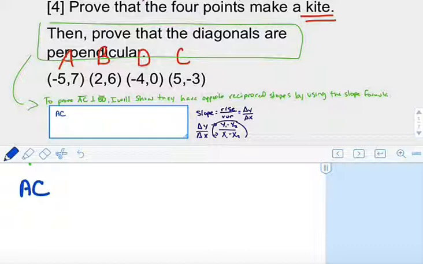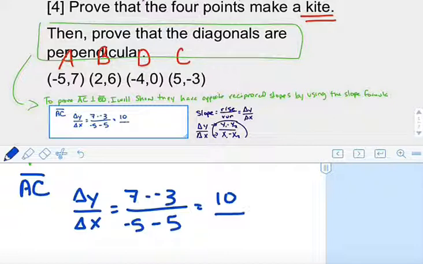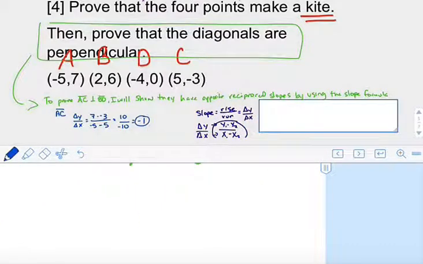Let's calculate the slope of AC. So going from A to C, change in y over change in x. A to C, the y goes from 7 to negative 3. At the same time, on the x's, we're going negative 5 to 5. So on top, that gives me 7 plus 3, which is actually a positive 10. On the bottom, we have 5 minus 5, which is a negative 10, which means the slope is just negative 1. This is good news. That tells me that if these are perpendicular, all I have to show is that BD slope is going to be positive 1.